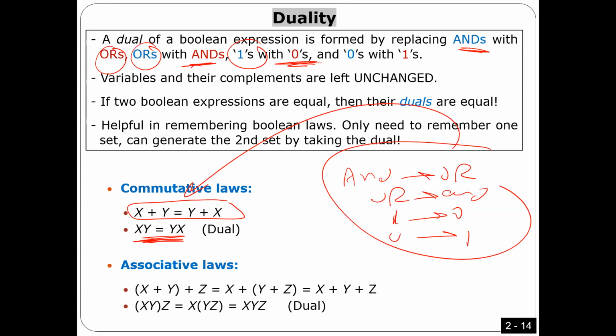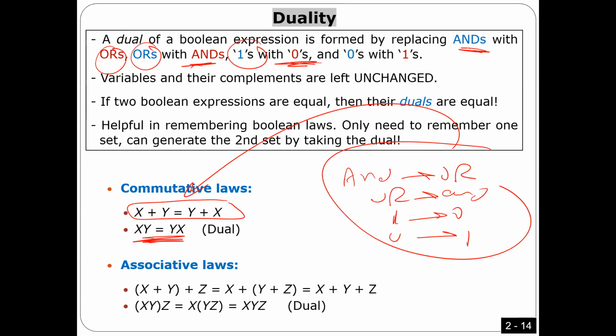So let's apply what I'm saying here. But before I continue, variables and their complements don't change. So don't change the variable. All you have to do is switch any AND to OR, any OR to AND, 1 becomes 0, 0 becomes 1. If you do that, you are going to get another expression that's also true. Okay?